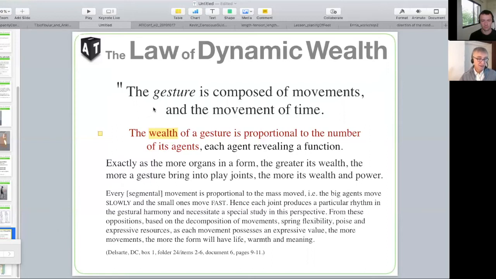So he's saying that any gesture is composed of movements, and the movements of time. So what do we mean by movement is composed of time? It's very interesting. It's quite simple, in fact. Once you view how Delsarte was proposing his system, you understand that movement is made of displacement in time. So displacement in time is speed.